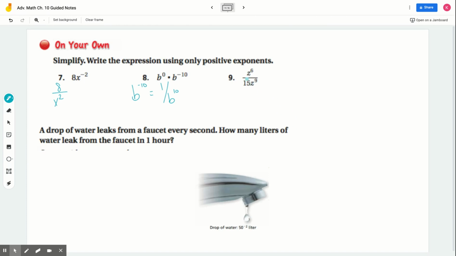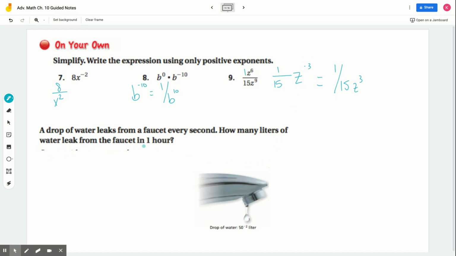Now here, this is like z to the 6th power over 15z to the 9th power. It's like 1z to the 6th power. So we keep the 1 in the numerator. We keep the 15 in the denominator. Z to the 6th, Z to the 9th. We subtract these since they're being divided. So we have 1 over 15 z to the negative 3rd. Now remember, this is going to the denominator now. So we have 1 over 15z to the 3rd to get that exponent to be positive.